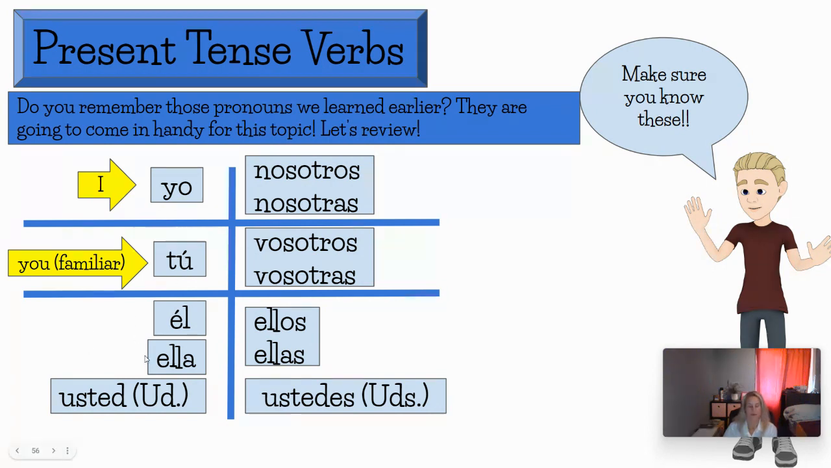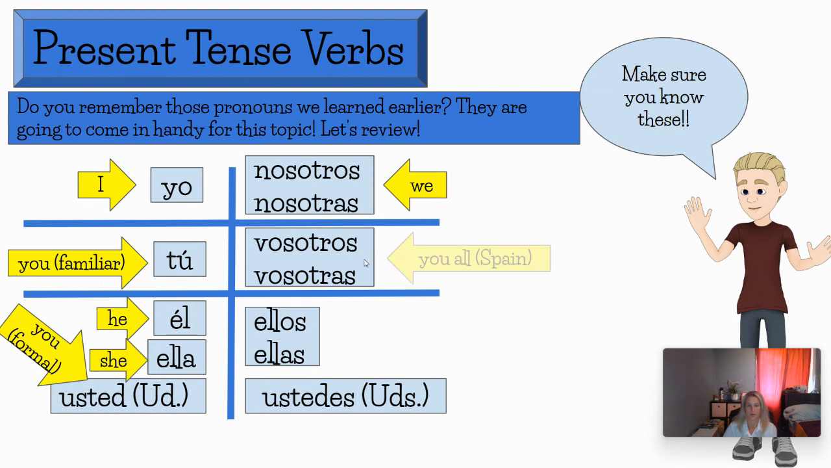The bottom left shares three subject pronouns. Él, which is he, ella, she, and usted is the you formal. That is the form that you would use when you talk directly to somebody of respect, a Mr. or Mrs. This is the singular side of the chart. The right side of the chart is the plural side. So nosotros or nosotras is we, vosotros or vosotras is you all, and that's commonly used in Spain.